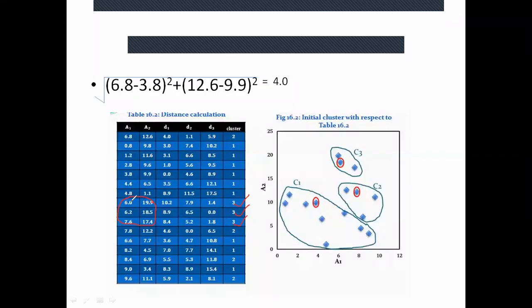So what you will do is take the A1 value and find the mean of these 3, and the mean of these 3. To find the mean of these, this would be your 6.0. I have done that in the next slide. This is 6.0 plus 6.2 plus 7.6 divided by 3. Similarly, for this one, it will be 19.9 plus 18.5 plus 17.4 divided by 3. Whatever value you find is your new C3. I will show you that.